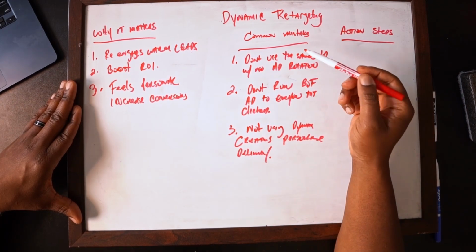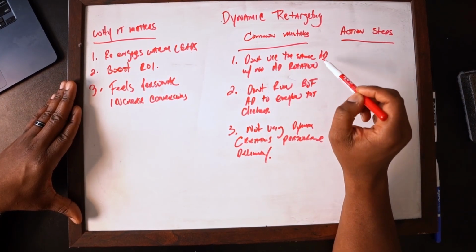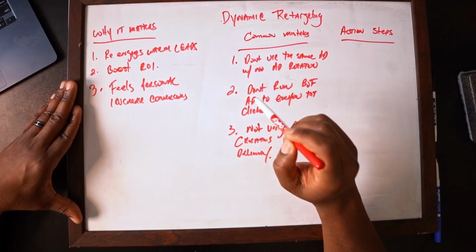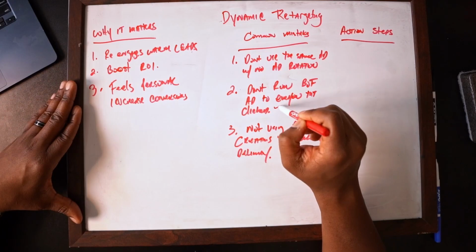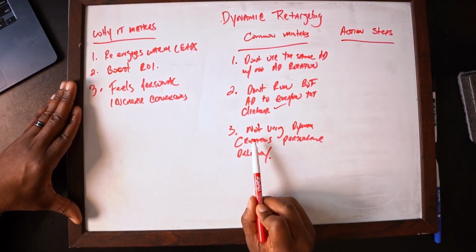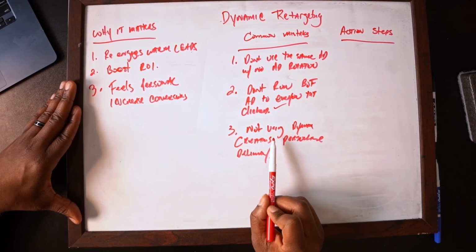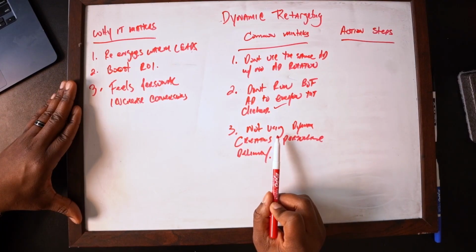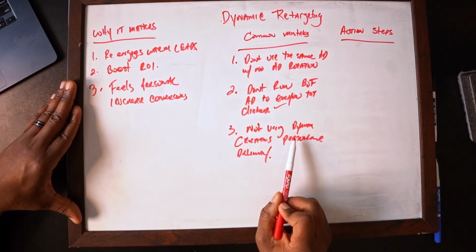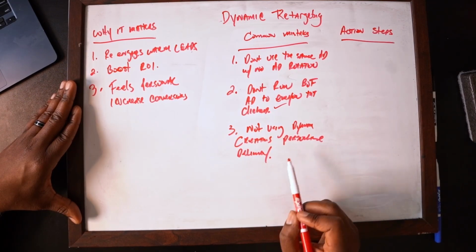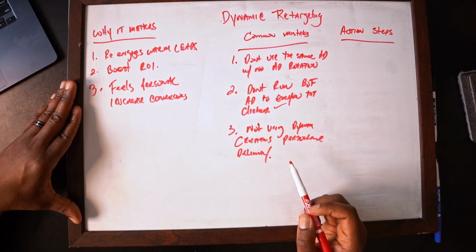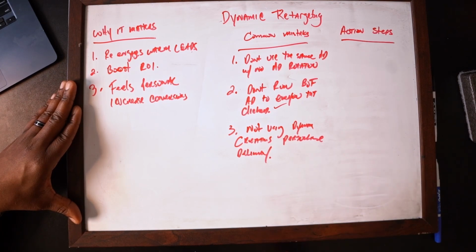Okay, so here are the common mistakes, guys. Do not use the same ad with no ad rotation. Don't run the same bottom of the funnel ad to everybody that clicked. My favorite: don't overlook using the right dynamic creatives. You gotta switch out your creatives so that it is personal and it's consistent. It can't feel the same. That's lame. It can't feel old and washed up.